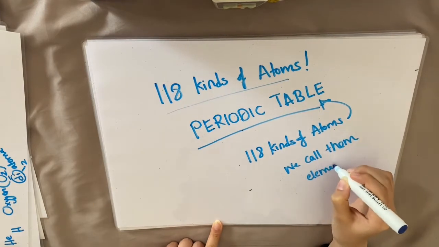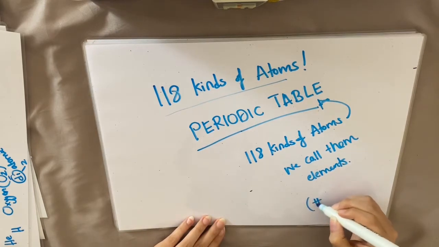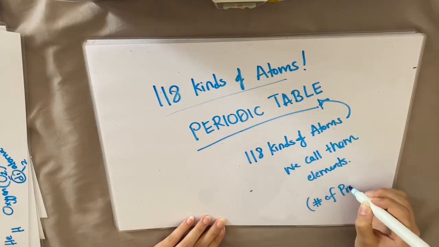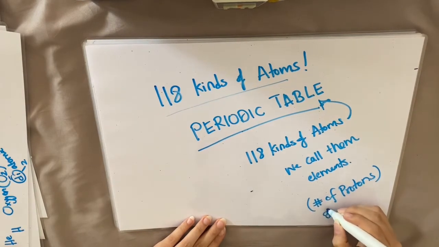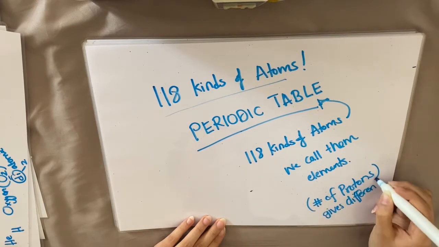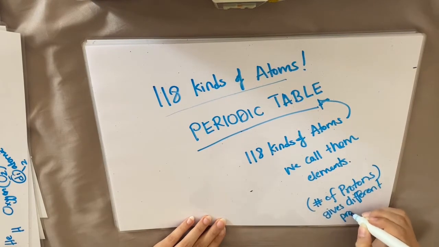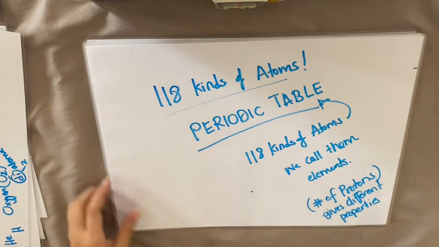Remember when we took last week the parts of an atom? Well, what makes atoms different is the number of protons. The number of protons gives different properties, and giving different properties means different atoms. This is how atoms are considered different, by the number of protons.